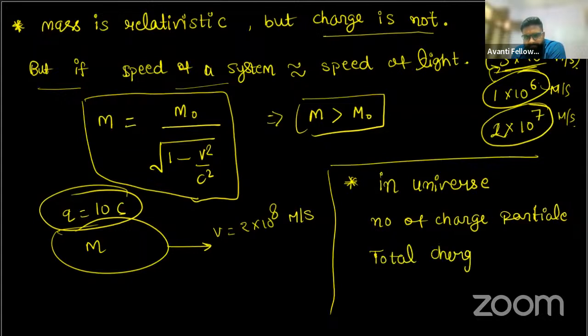So we know that charge is conserved, ठीक है ना. तो आप लोग मुझे बताओ कि number of charge particle is also conserved or not, या total charge is conserved in universe? बताओ। Total charge is conserved. क्या number of charge particle भी conserved है? Everyone, is the number of charge particle also conserved in the universe?